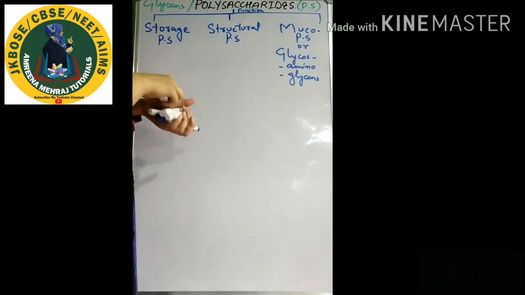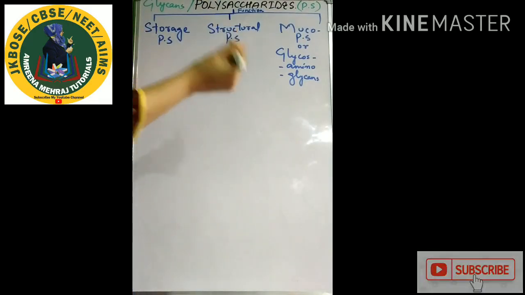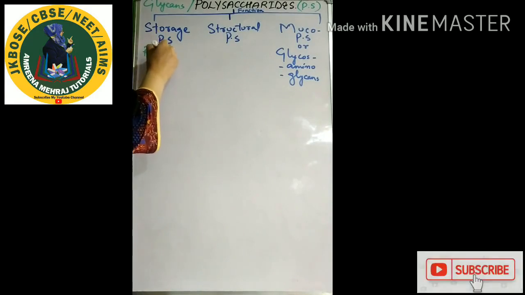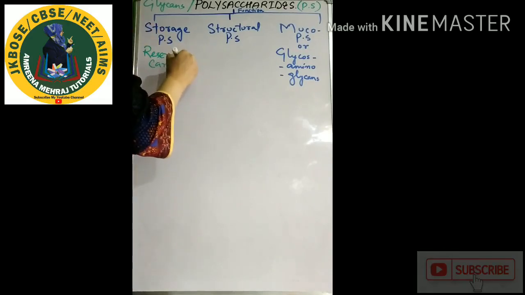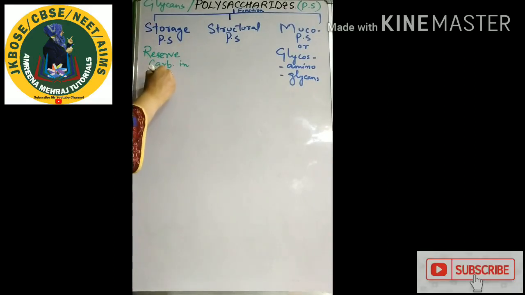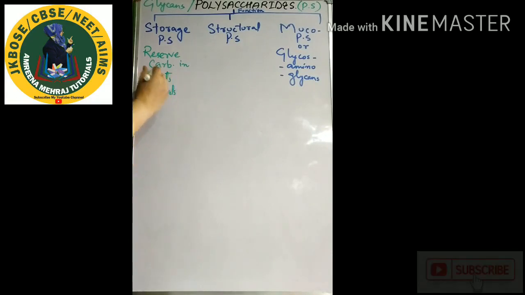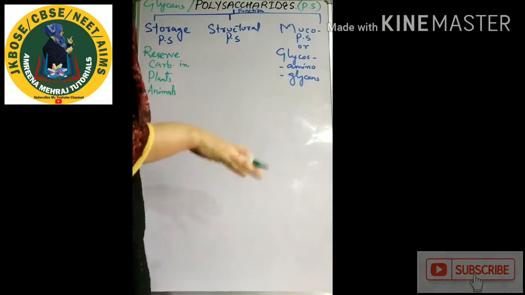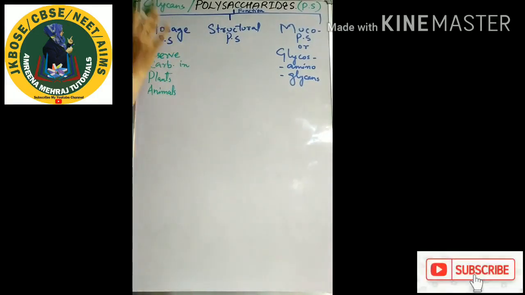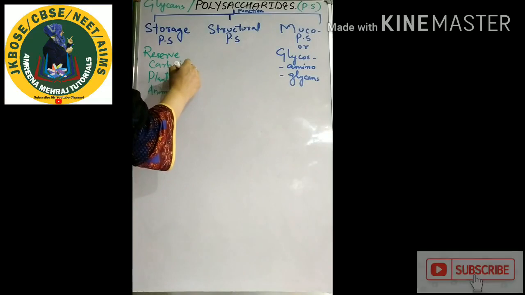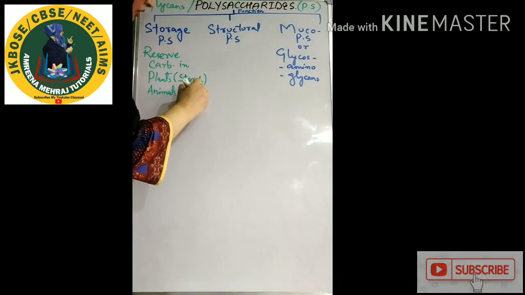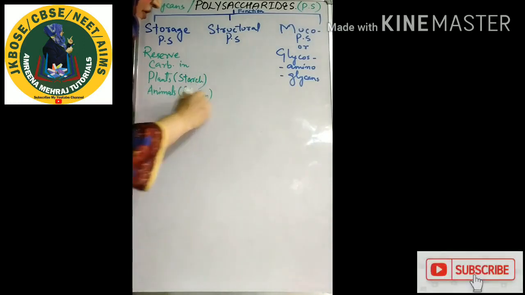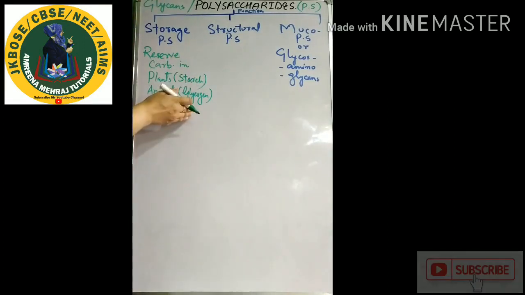Now, as the name indicates, storage polysaccharides are going to be the reserve carbohydrate, in plants or in animals broadly. Whatever reserve food, reserve polysaccharide remains in plant and animal cells, it's called storage polysaccharide. In plants you will find it in the form of starch, and in animal cells you will find it in the form of glycogen.